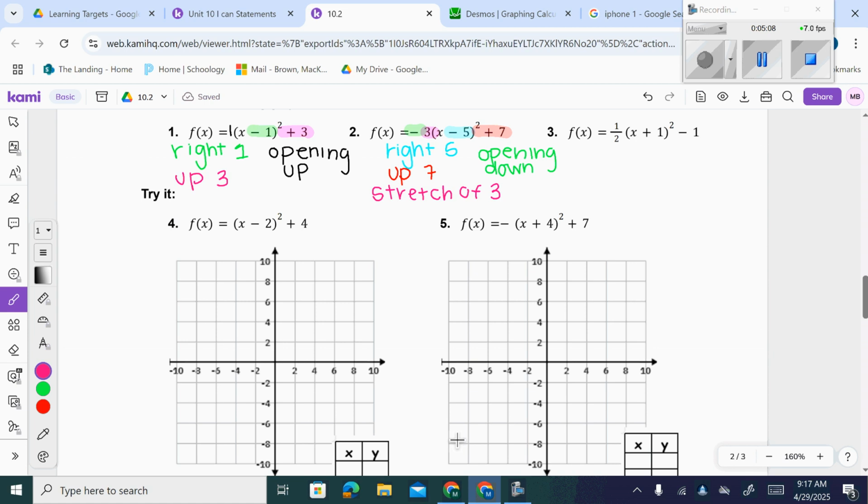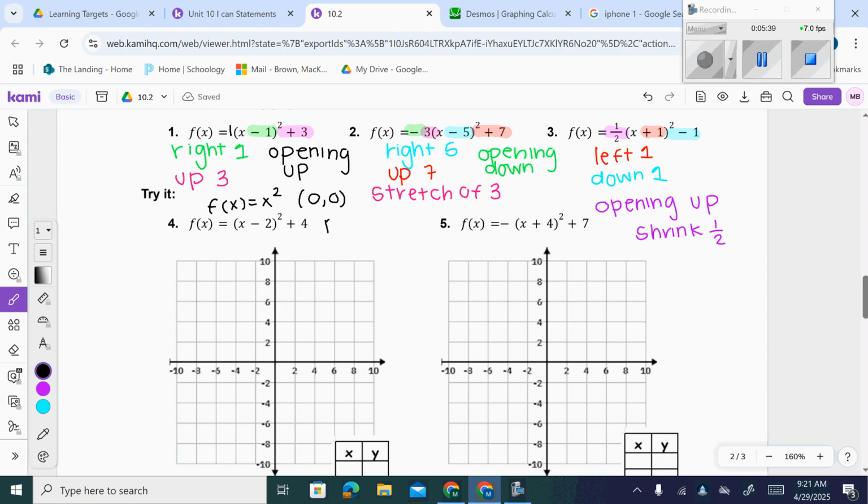All right, I want you to do number 3 in your group. Then for number 4, we're going to have to graph it. The first thing we have to find on number 4 is the vertex. Remember, this was your parent function if you just have x squared, and that originally starts at 0, 0. But is this the same function? No, it's moved. How does this move? Right 2 and up 4.